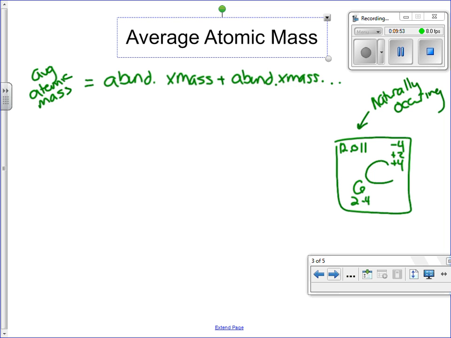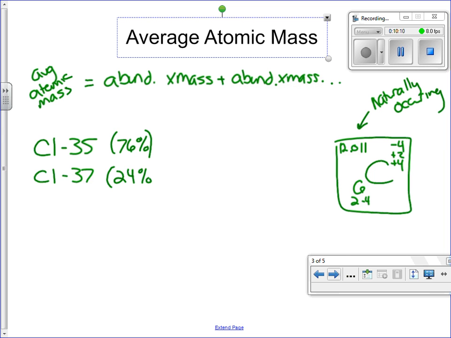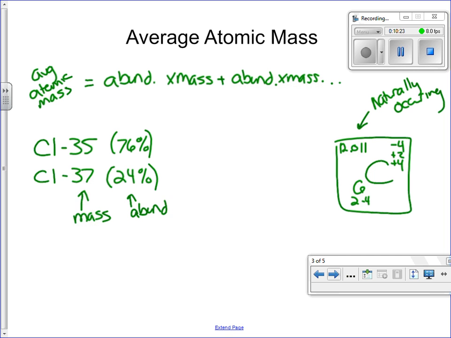So, let's do chlorine, for example. Naturally occurring isotopes are chlorine-35 and chlorine-37. Chlorine-35 is, I think, 76%, and chlorine-37 is 24%. I lied, it's the opposite. That's all right. Doesn't matter. Okay, here is your mass. That's your mass number of that isotope. These are two different isotopes of chlorine. And here's your abundance. Make sure that you turn your abundance into decimals by dividing it by 100 or moving the decimal place over 2.